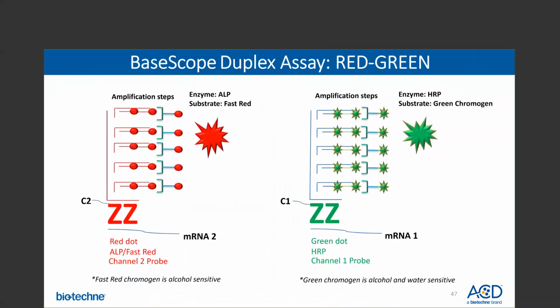The BaseScope Duplex assay, which is red-green detection, again is very similar in principle to the RNAscope assay, where you would have AP-based detection for the red chromogen and HRP-based detection for the green chromogen. Again, I would like to reiterate that with the Duplex assay, the green chromogen is detected for the C1 or channel 1 probe, and the red chromogen is detected for the C2 or channel 2 probe.